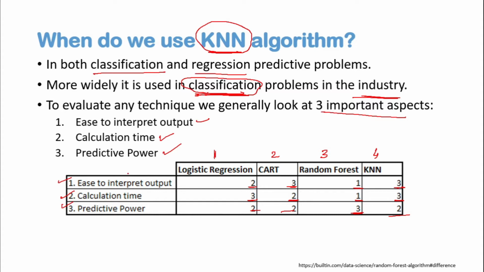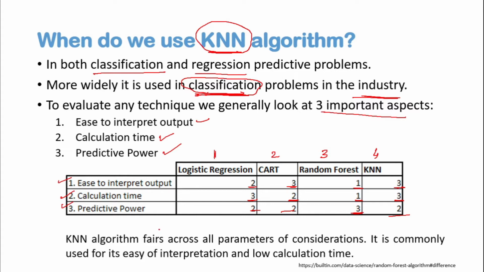So considering all these aspects, which one is better? All are classification algorithms. KNN algorithm fares well across all the parameters we considered. It is commonly used for its ease of interpretation and low calculation time. So people use KNN because of its ease of interpretation and low calculation time.